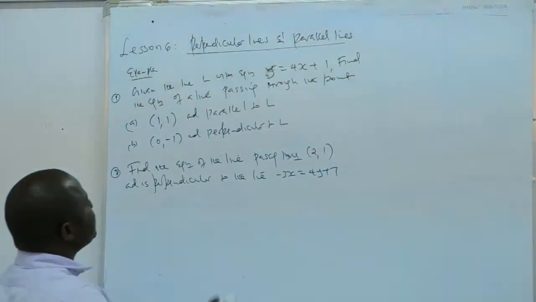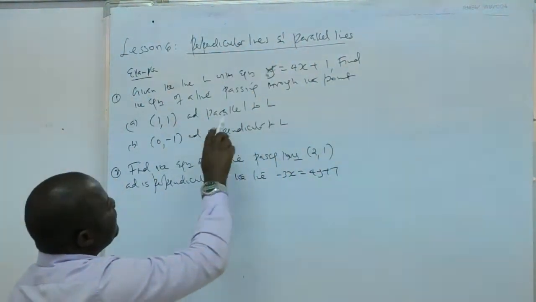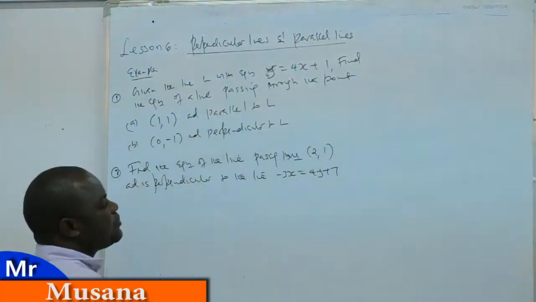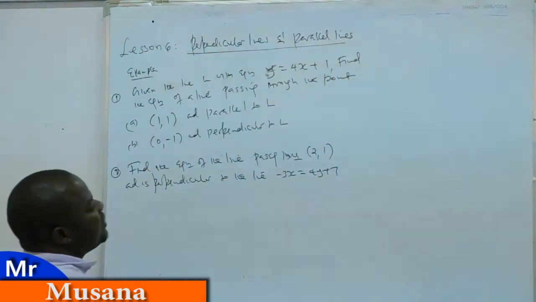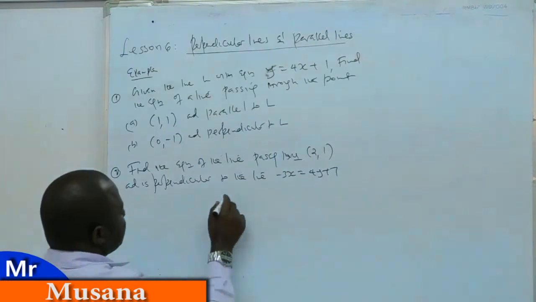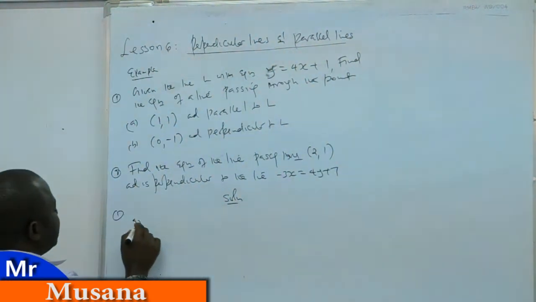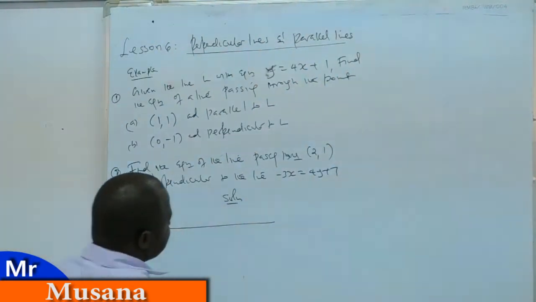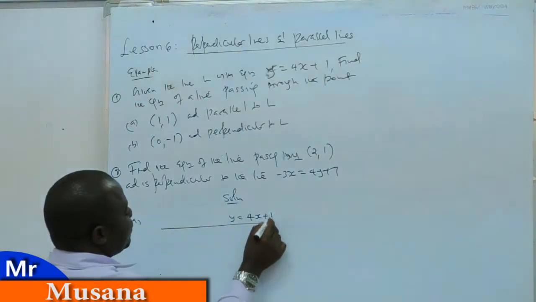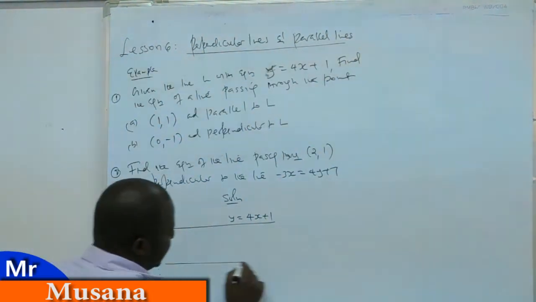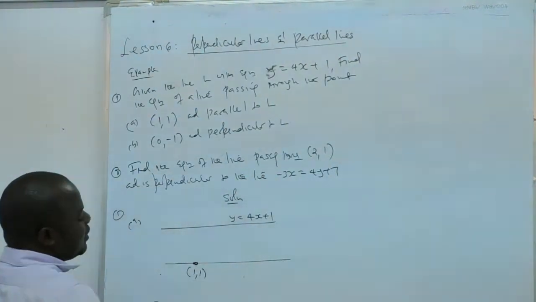The question is, given the line L with the equation, find the equation of the line passing through this point and is parallel to L, (1, 1), and then the line passing through (0, -1) and is perpendicular to L. So, we are doing question 1, part A. We have this line, which is y equals 4x plus 1. Then we have another line, which is passing through the point (1, 1), but is parallel to this.